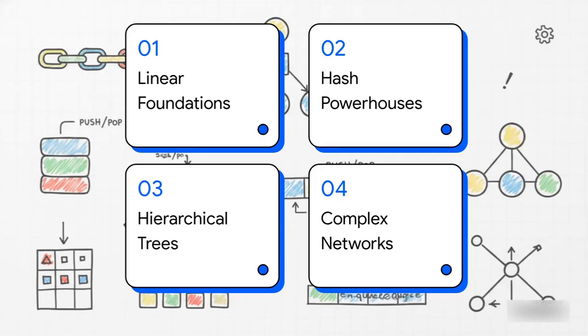To give us a mental roadmap for this explainer, we're going to group the 11 most important data structures into 4 main families. 1. The linear foundations. 2. The hash powerhouses. 3. The hierarchical trees. And 4. The complex networks. Let's get to it.